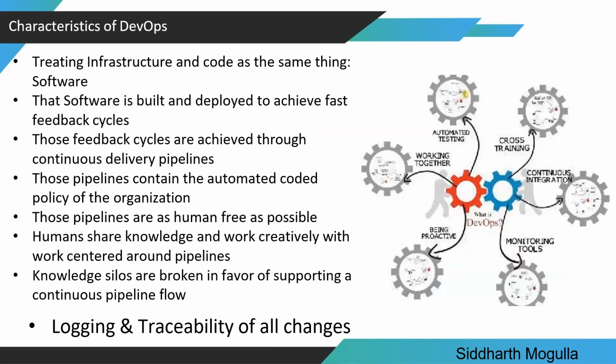So, the characteristics of DevOps: treating infrastructure and code as the same thing, like it's the same software. The software is built and deployed to achieve a faster cycle. So when a developer makes any change, or commits his code onto a source code repository, you may be unfamiliar with words like source code repository, version control, or build phase. So please bear with me in the coming slides, and it will clear all your thoughts.